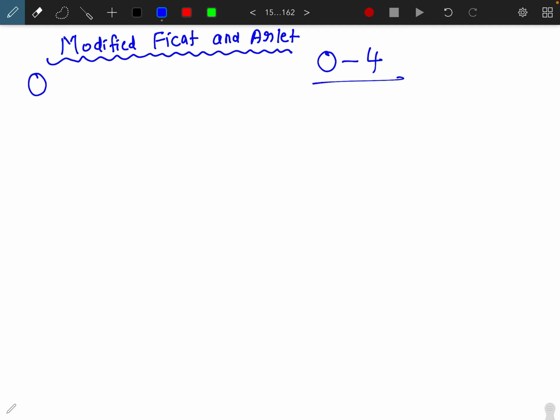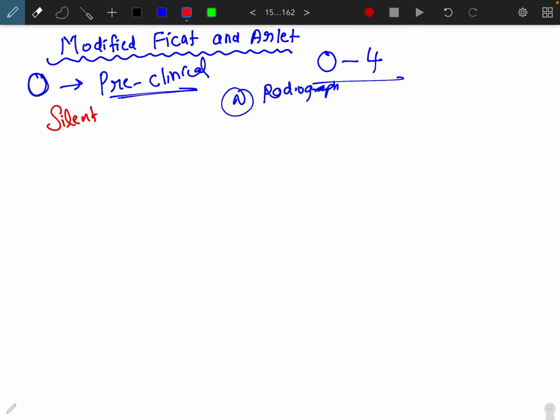Now coming to stage 0, which is also known as the pre-clinical stage. There the radiographs are normal. It is also known as the silent hip. So what is this class? Whenever the disease is in one hip, the other hip belongs to this stage. This is the stage of the other hip when one hip is having AVN.